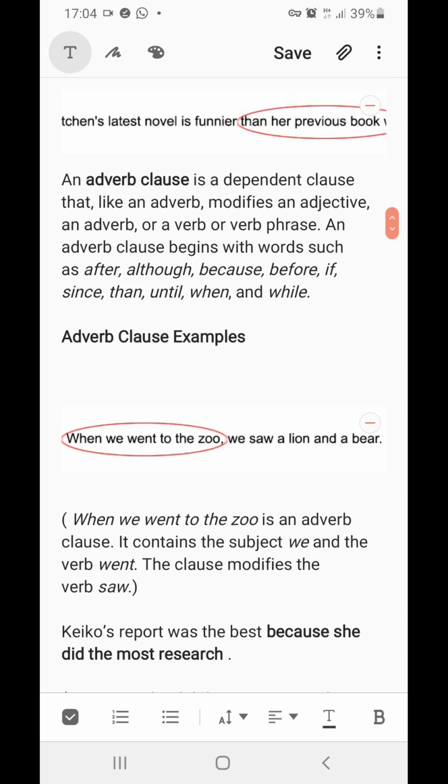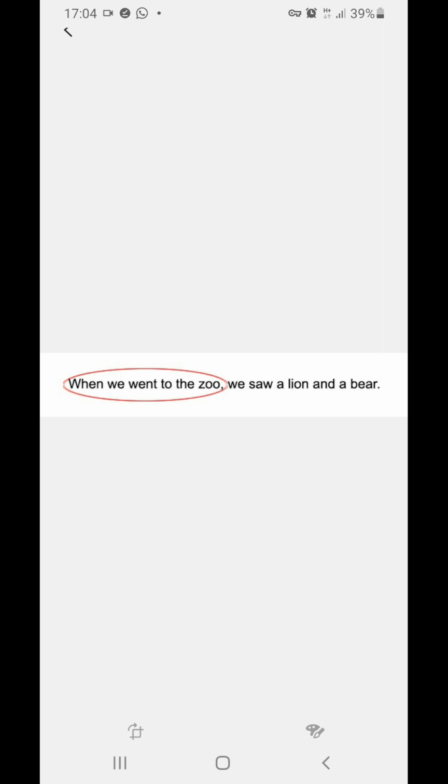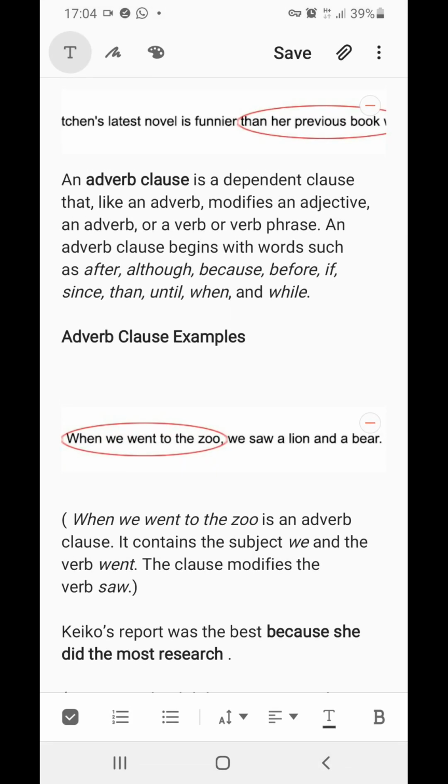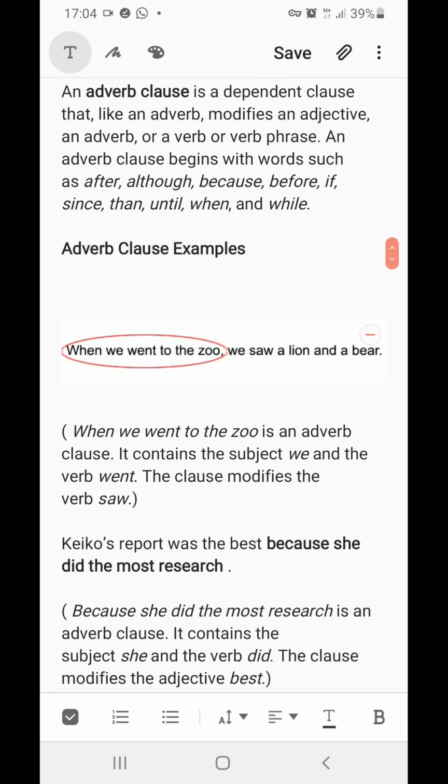So example over here is, when we went to the zoo, we saw a lion and a bear. So when we went to the zoo is an adverb clause. So it contains the subject we and the verb went. So the clause modifies the verb saw, right? ये क्या देखा? This is the particular thing which adverb is playing over here.